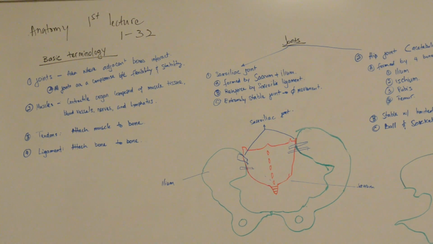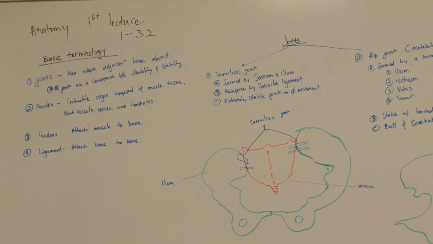The next term is tendons. Tendons are used to attach muscles to bones. A tendon is a flexible but inelastic cord of strong fibrous collagen tissue attaching a muscle to a bone. An example of this would be the quadriceps tendon or the semitendinosus tendon.